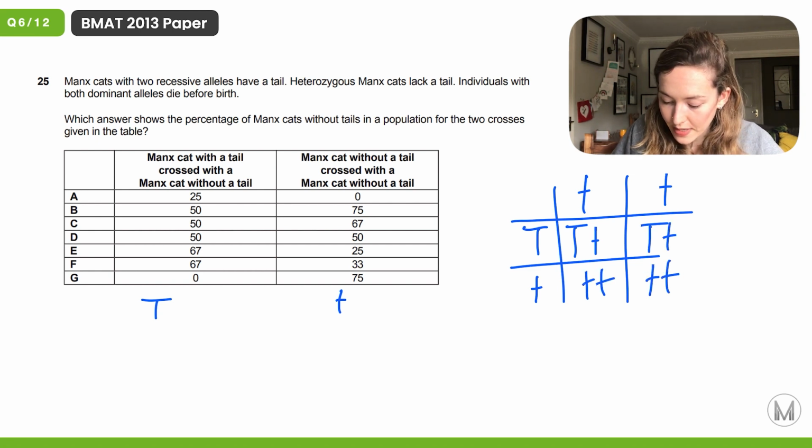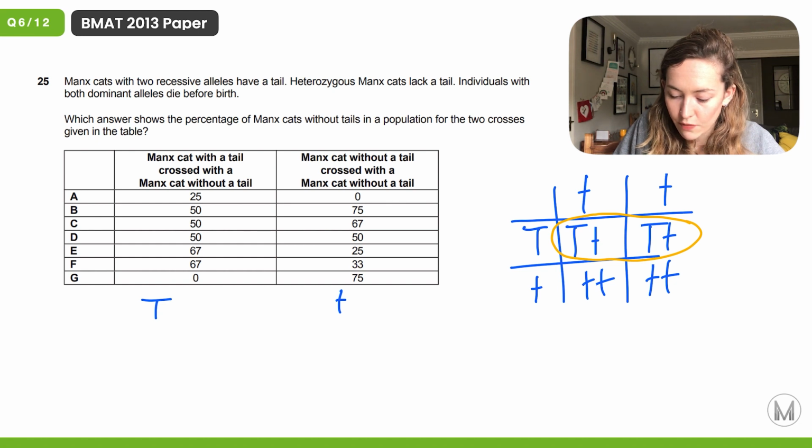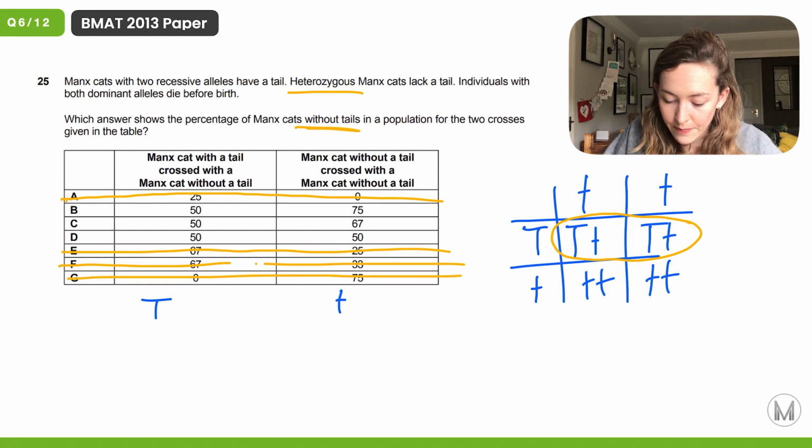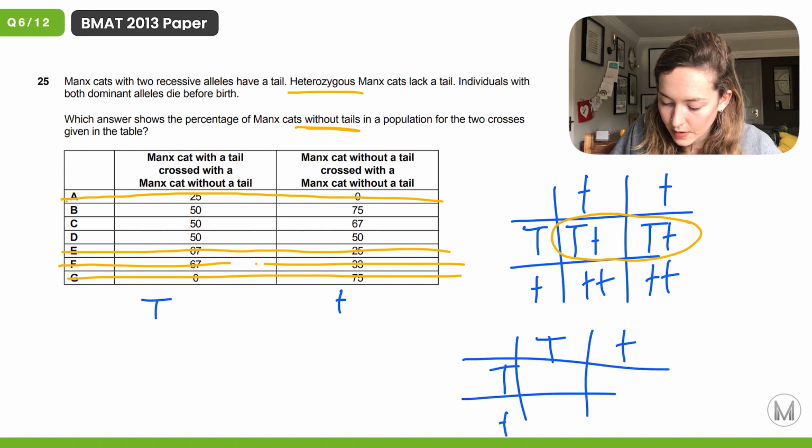There we go. So I can see here that none of them have died. I've been asked what percentage of Manx cats are without tails, so how many are heterozygous? I can see 50% are so far. So I'm going to eliminate anything here that has any number other than 50%. And then I'm going to do my second statement. A Manx cat without a tail, so again heterozygous, crossed with a Manx cat without a tail. So let's have a look and do our cross.